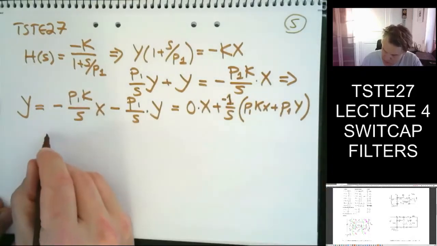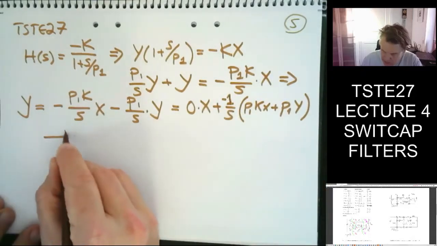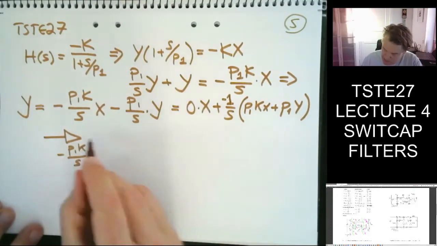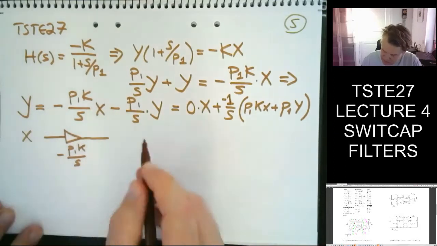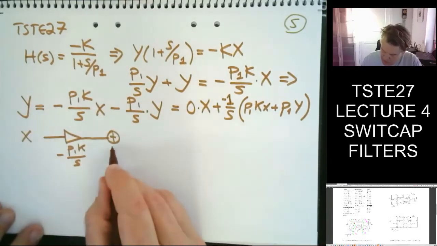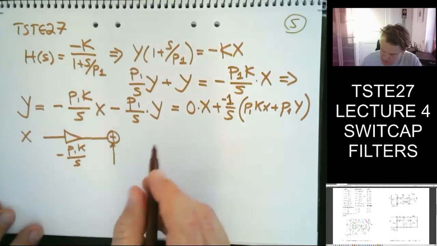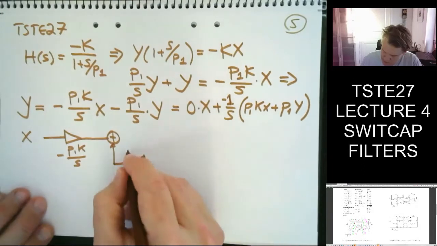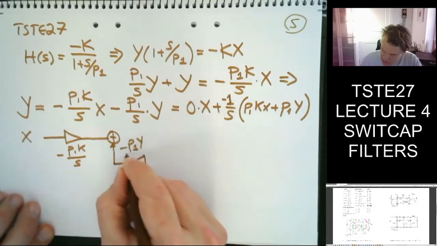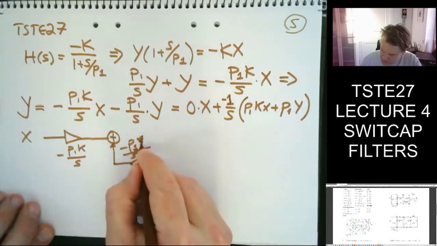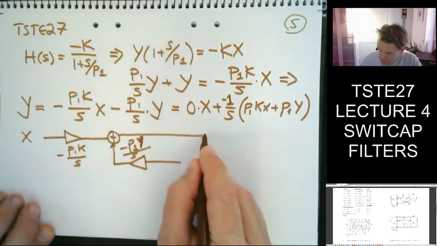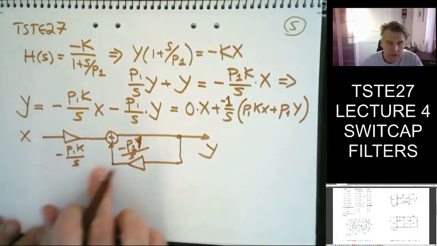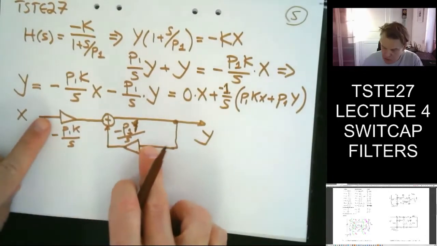Yeah, so we have that y is then equal to p1 k over s times the x, summed with minus p1 over s times y. And then I can see that we can do certain manipulations.